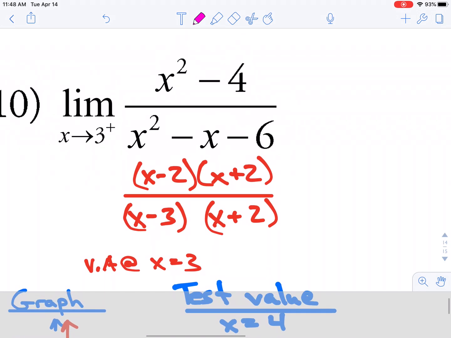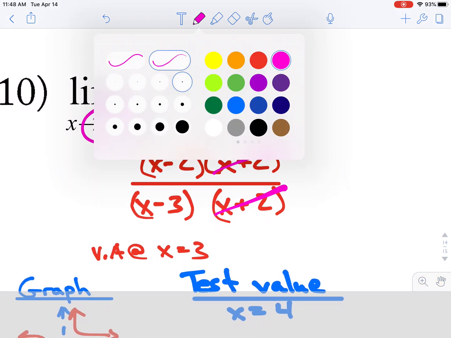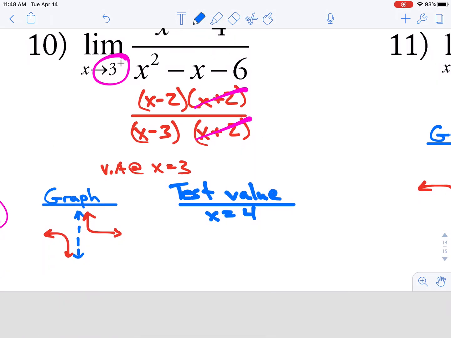Notice we can factor this here and simplify it so we actually can cancel out these x plus 2's, but we still have a vertical asymptote at 3. So the value that's in question is 3, so we have a problem with that because we can't plug 3 in. We would get undefined. So we're going to test the value here. So we test the value to the right because it says positive there. So to the right of 3 is 4.